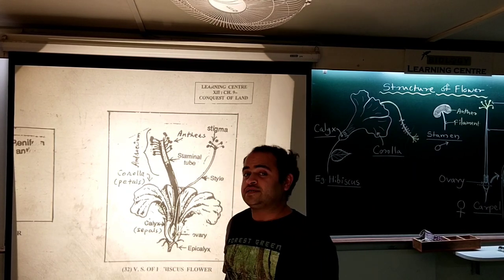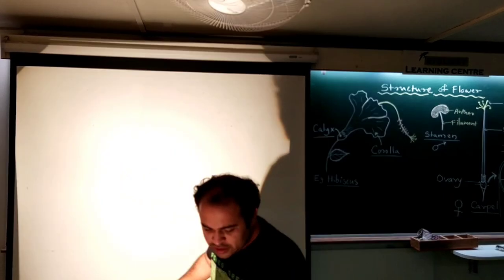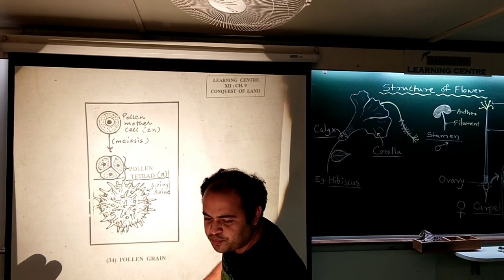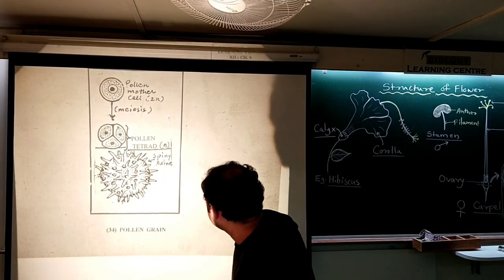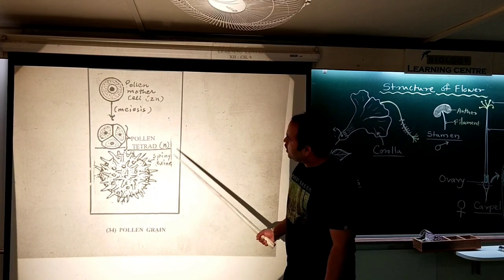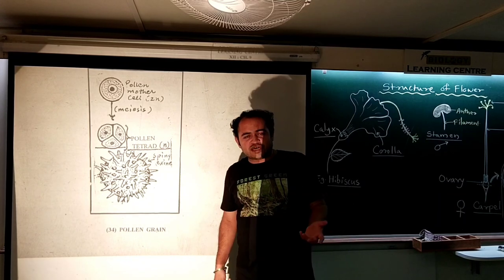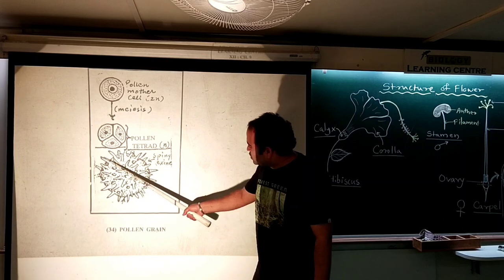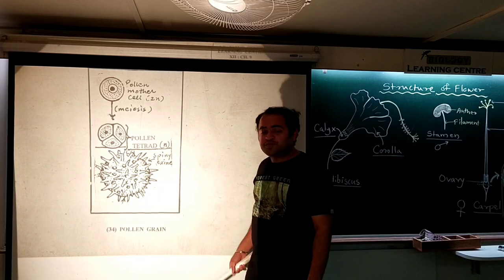After dehiscence of the anther, pollen grains come out. The pollen grains of this particular hibiscus species are spiny. So these are the spiny pollen grains. Don't worry about the meiosis process and how the pollen grains are produced. We are going to learn that. But basically, think about how a pollen grain appears. It appears spiny in nature.